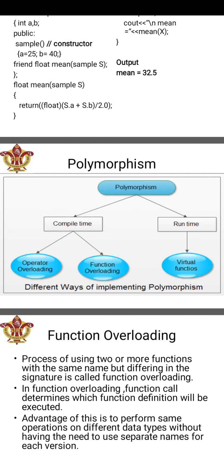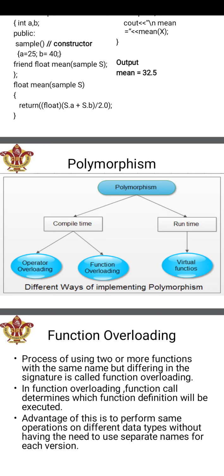Good morning, class. Today's topic is polymorphism. Poly means many. So polymorphism means one name and many forms. This is one of the properties of object-oriented programming languages. It says that you can have the same function name with different implementations.